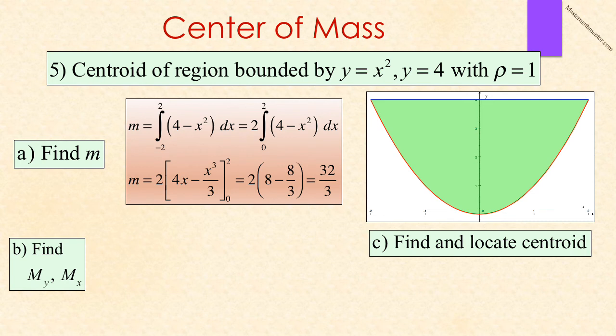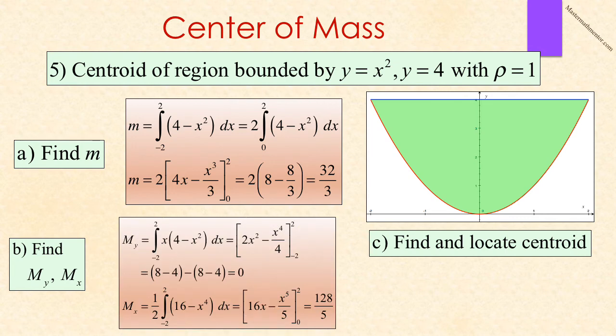To find little m, we set up the integral from -2 to 2 of 4 minus x squared dx, which is equal to 2 times the integral from 0 to 2 of 4 minus x squared dx. Integrating, we get 2 times the quantity 4x minus x cubed over 3, evaluated from 0 to 2, and that gives 2 times the quantity 8 minus 8 thirds, or 32 thirds.